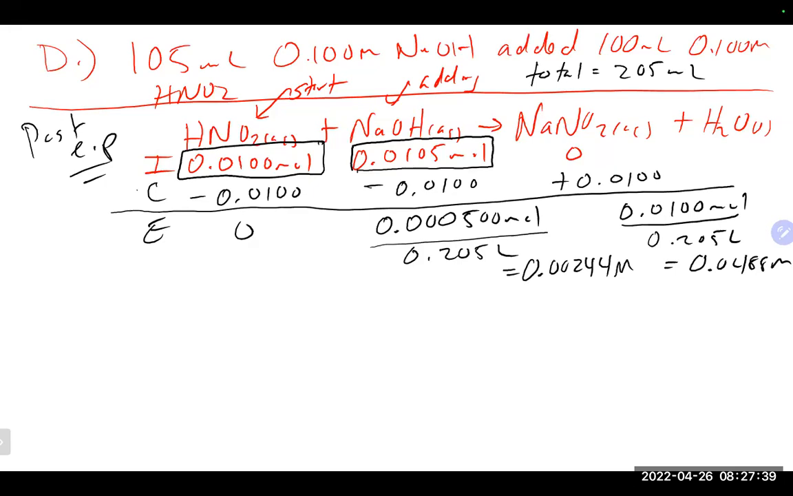So once again, at this point, if you're not sure what is going on, you could use your ICE table to help you. We do have obviously our sodium nitrite and our sodium hydroxide. Once again here, hopefully you can recognize these two things are not a buffer. They are not related to each other, even though you got two numbers.